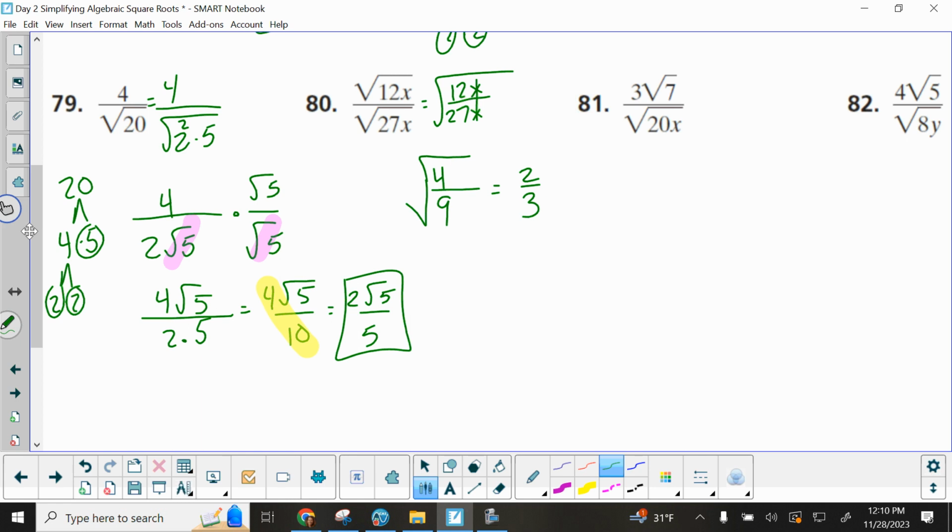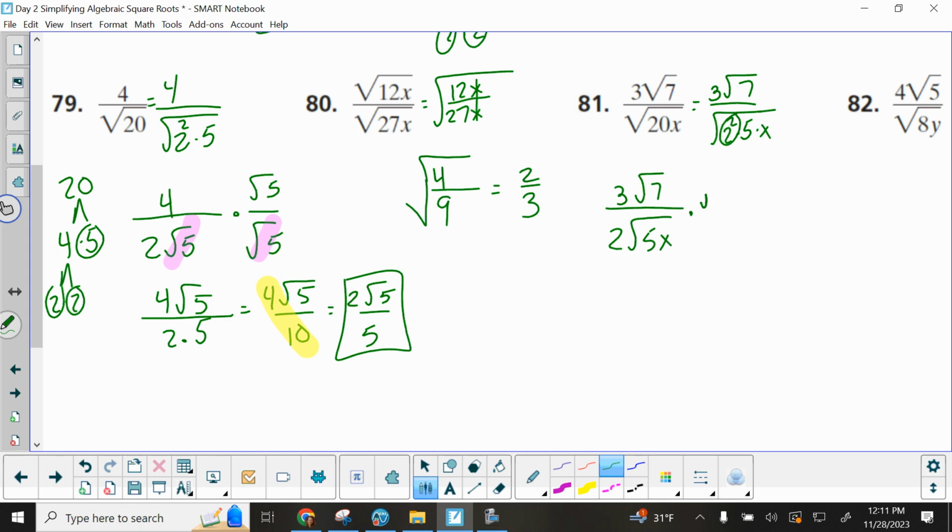Next, 81. Let's see, I've got 3 radical 7. I already did 20 back in problem 79. And I know that's 2 squared times 5 times x. So out comes a 2. So 3 radical 7 over 2 radical 5x.